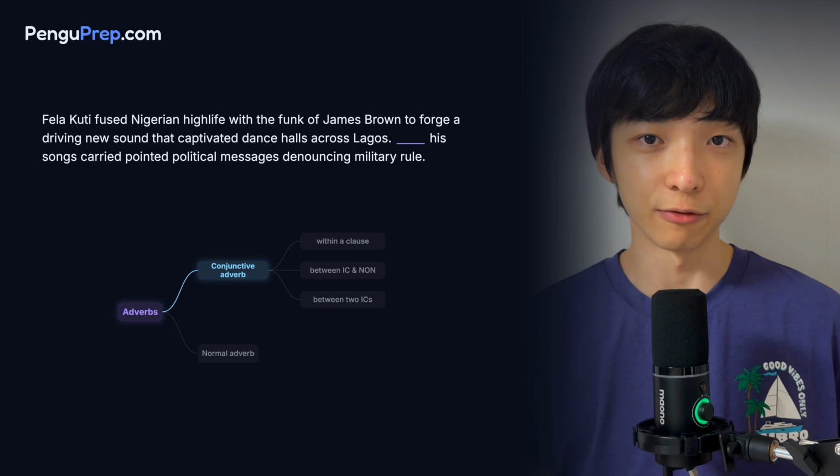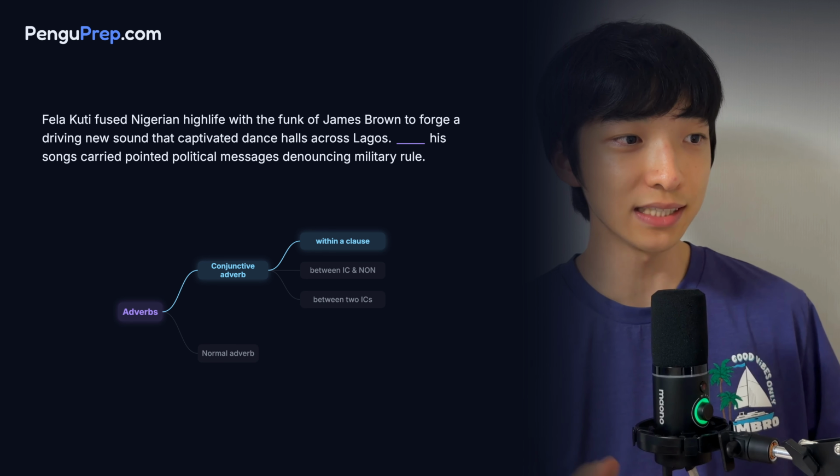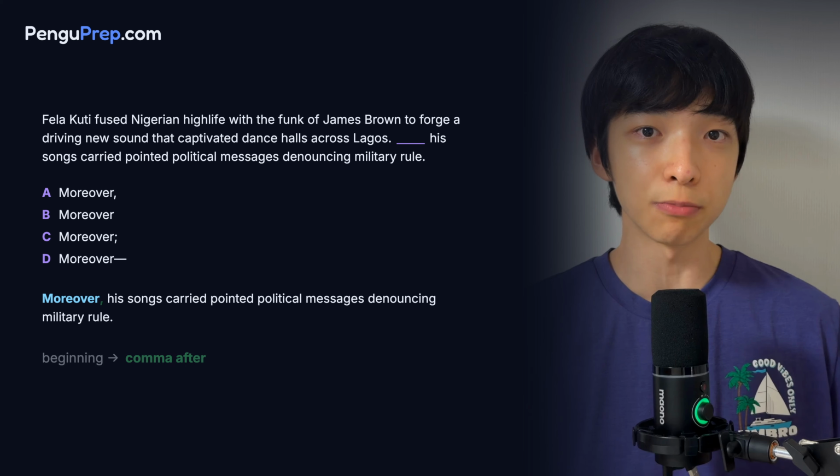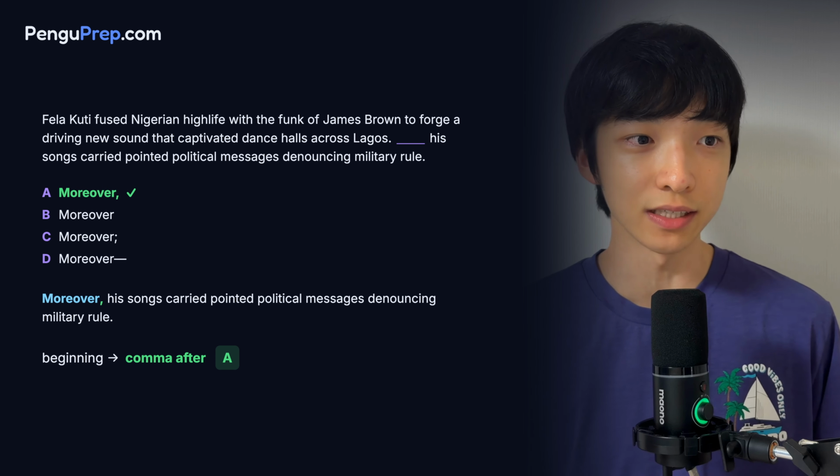Moreover is a conjunctive adverb, and it's placed within a single piece, from "his" to "rule." Specifically, it's placed at the beginning of the piece. Because of that, you need to place a comma after it. The correct answer is then going to be A.